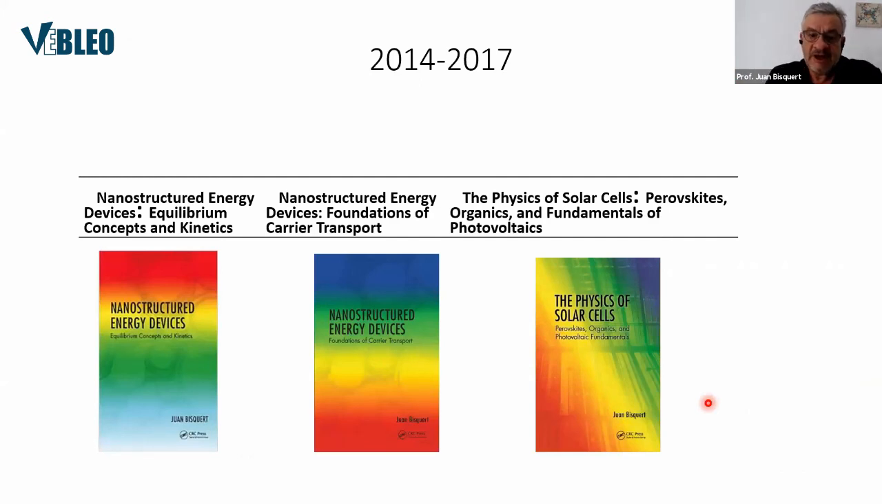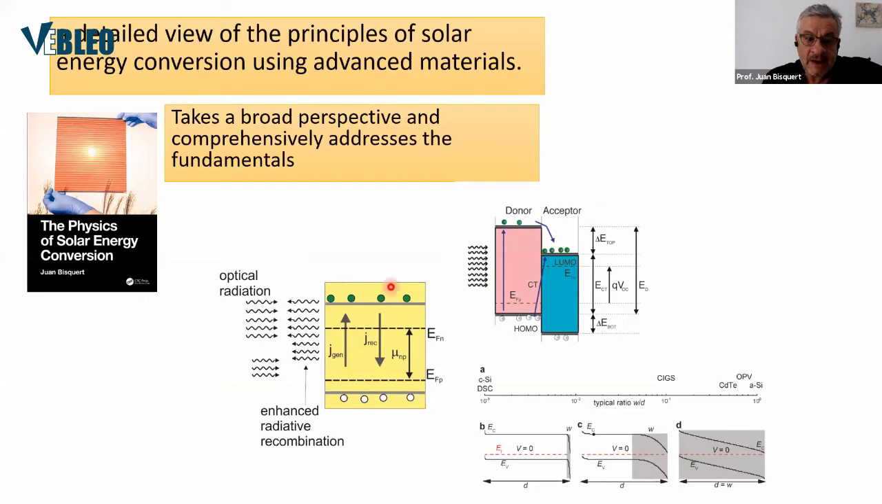In summary, there have been a lot of changes, generalization, and interest in the photovoltaic materials over the last 30 years. So then I decided to summarize the situation in a series of books. The first one was about equilibrium concepts and kinetics for nanostructured energy devices. The second about carrier transport, and the third about the photovoltaic principles. And then, after the collection was complete, this has now been combined into a single volume, which is The Physics of Solar Energy Conversion.